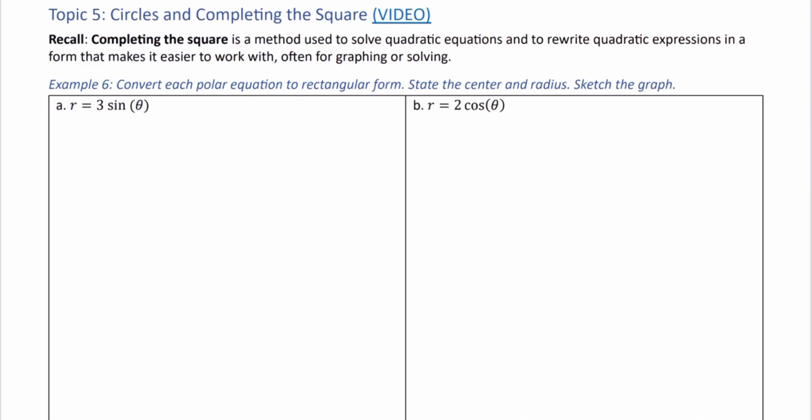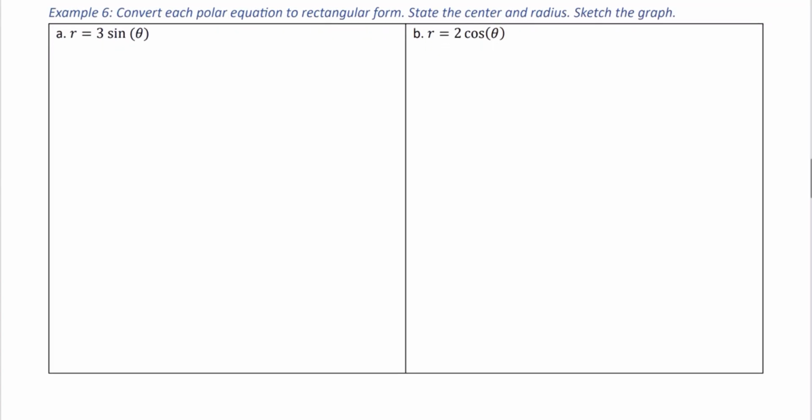In this video, we'll look at graphing circles in polar form. We'll actually first convert it to rectangular form and recall how to graph a circle using rectangular form, and then we'll look at some shortcuts that we could potentially use if we are familiar with generic polar forms of circles. So let's just dive into an example.